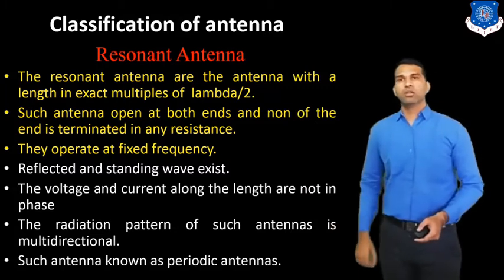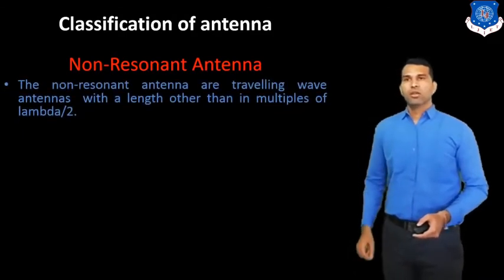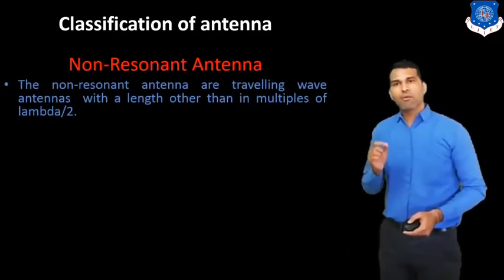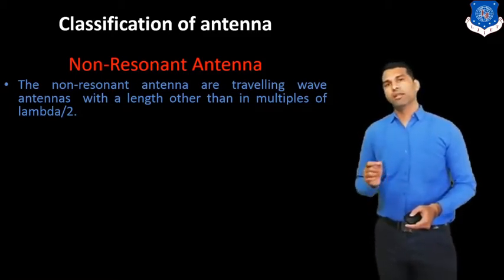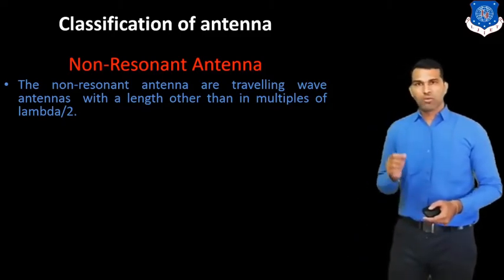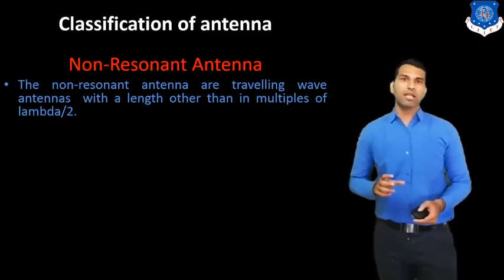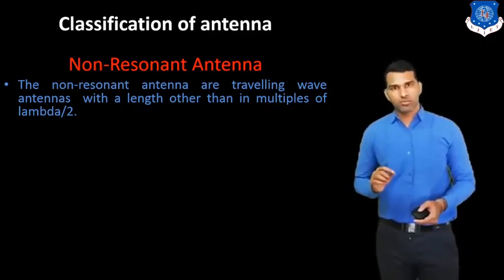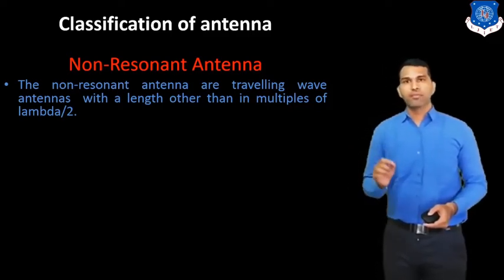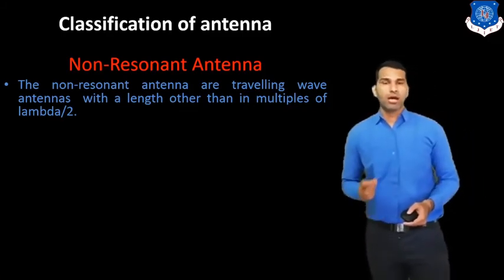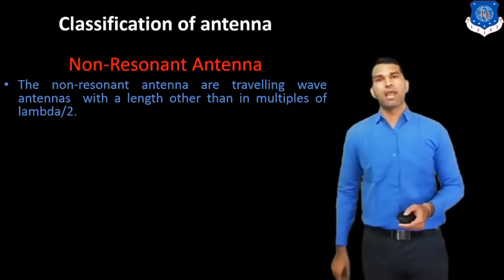Now we discuss the non-resonant antenna. The non-resonant antennas are traveling wave antennas with a length other than a multiple of lambda by 2. So here the length of the antenna is other than lambda by 2, not in terms of lambda by 2. If the antenna is in terms of lambda by 2, then it's known as the resonant antenna. But other than lambda by 2, we can say that antenna is a non-resonant antenna.